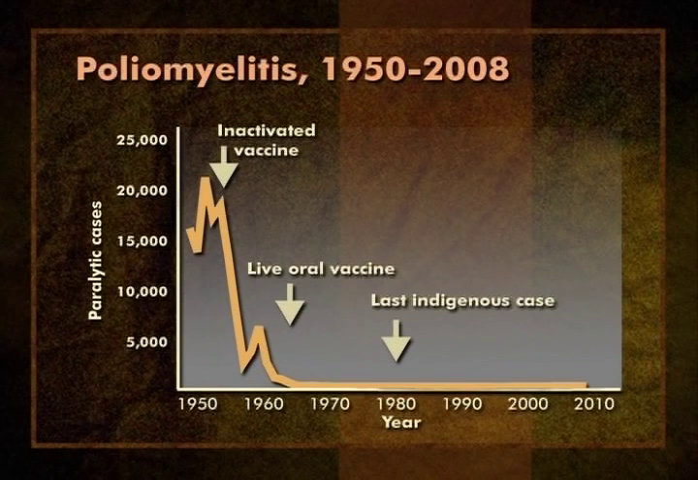The last documented cases of paralysis caused by wild polio transmitted in the United States were in 1979. These cases were part of an outbreak among the Amish in the Midwest. The virus responsible for this outbreak had been imported from the Netherlands. The elimination of indigenous transmission of wild poliovirus in the United States helped stimulate the development of a global polio eradication program.